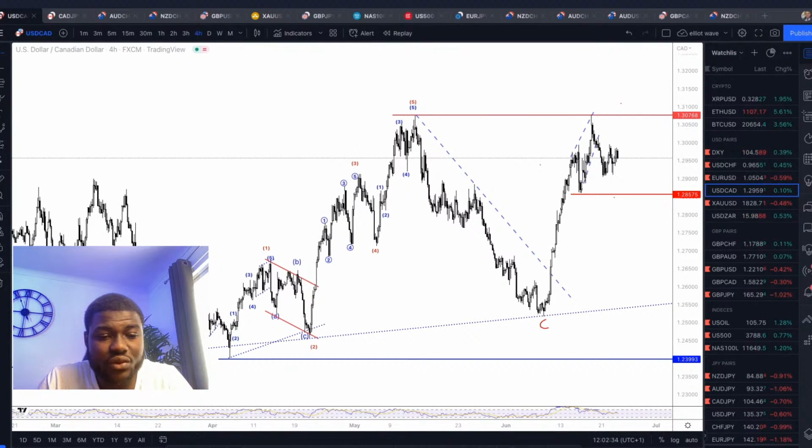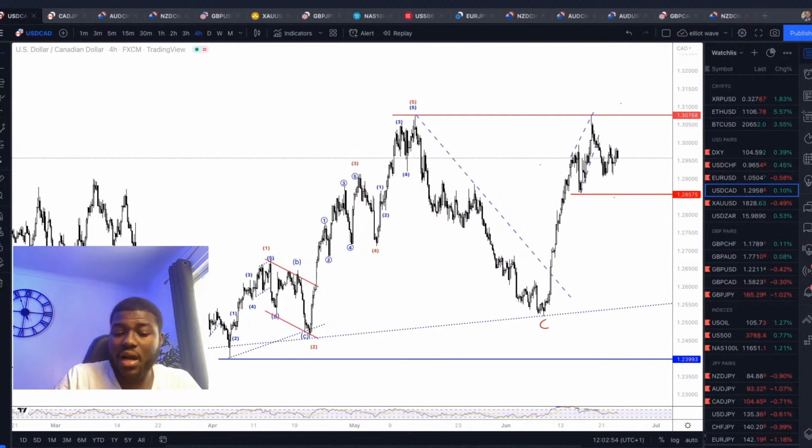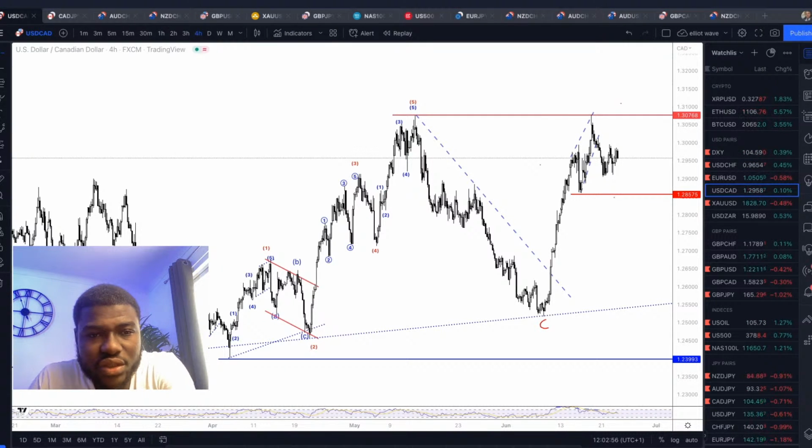We have different types of traders. We have those that are risk averse, those that are risk takers, that are risk seeking, and those that are loss averse. They don't want to see loss at all. So you are the one to define the risk reward ratio: any setup that doesn't get to this particular risk reward ratio, I'm not going to be picking it. So I hope that answers your question. So back to the analysis, guys.